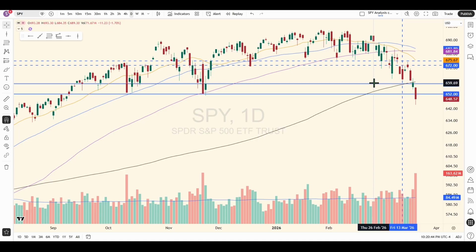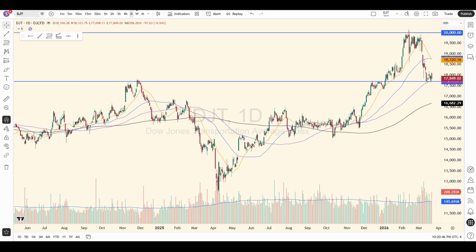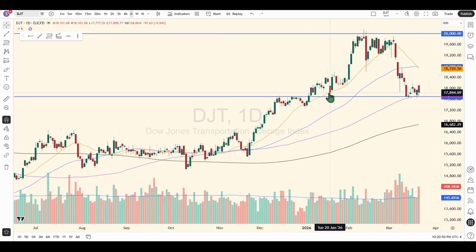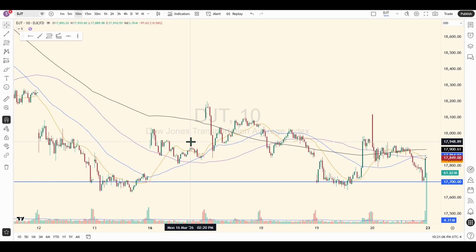Maybe we can look at two other indexes first. The transports, the DJT, have been trying to bounce from 17,700. That's this lower blue line here. We talked about that level last week as a place that the bulls needed to defend. They still might. They've been messing around with it, but they seem to be putting in some signals that look more bearish than bullish. On a 10-minute chart, you can see what they're doing.